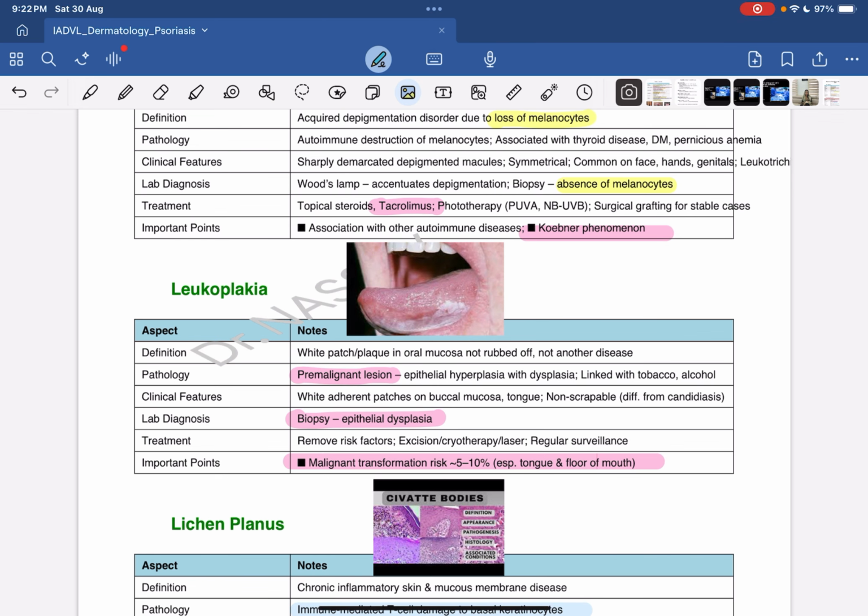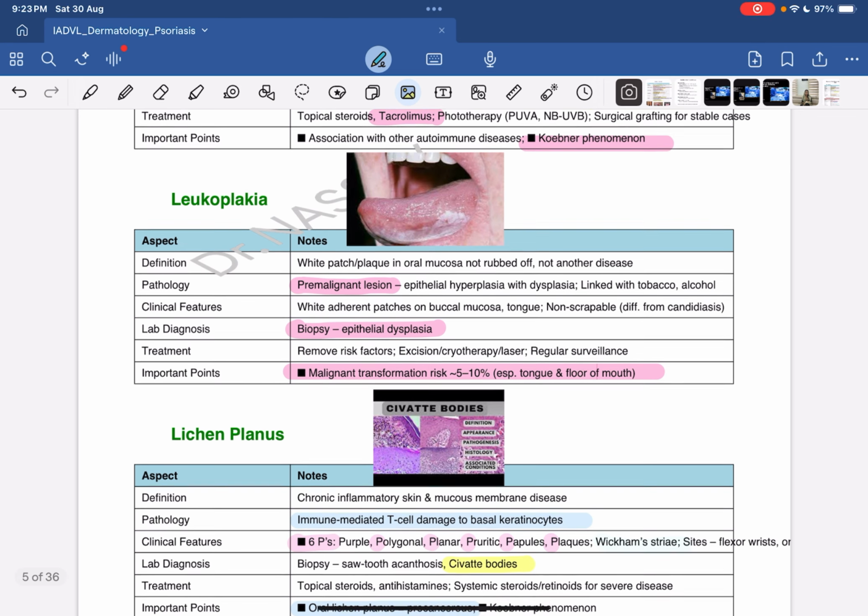How can you differentiate it from candida? Candida is scrapable, leukoplakia is non-scrapable. On biopsy, there will be epithelial dysplasia. Treatment is to remove the risk factor, excision, cryotherapy, or laser. An important point is that it has a malignant transformation risk of about 5 to 10 percent, especially if it is on the tongue and floor of the mouth.